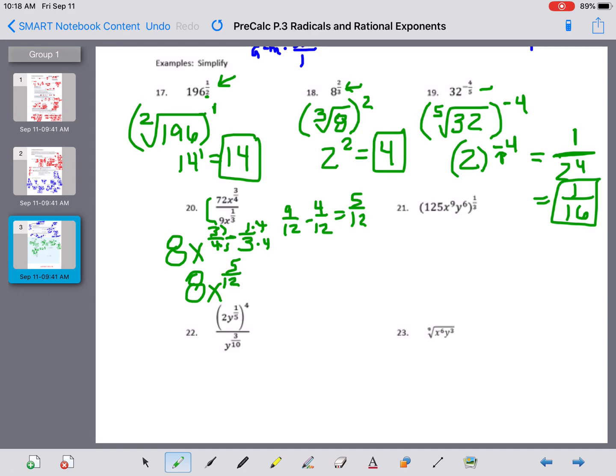Now, a quick reminder, variables to a fractional power, you're not doing anything with those. You can't take a root and all that good stuff. We're just going to leave it. That's its simplified answer, okay? We're going to leave it right there.